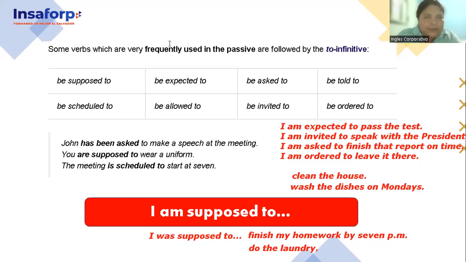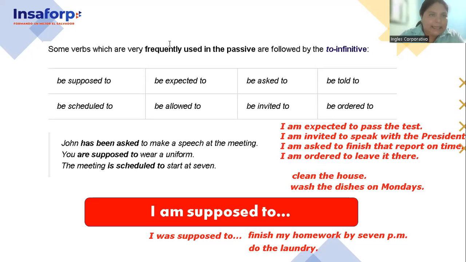Supposed, with a T. Remember, when you have a final word ending with a voiceless sound, you have to make a T. I am supposed to. Supposed. Listen. Supposed. I'm supposed to work tomorrow. Okay. But the thing is that you have to. I'm supposed to work tomorrow. Okay. Nice, Roberto.